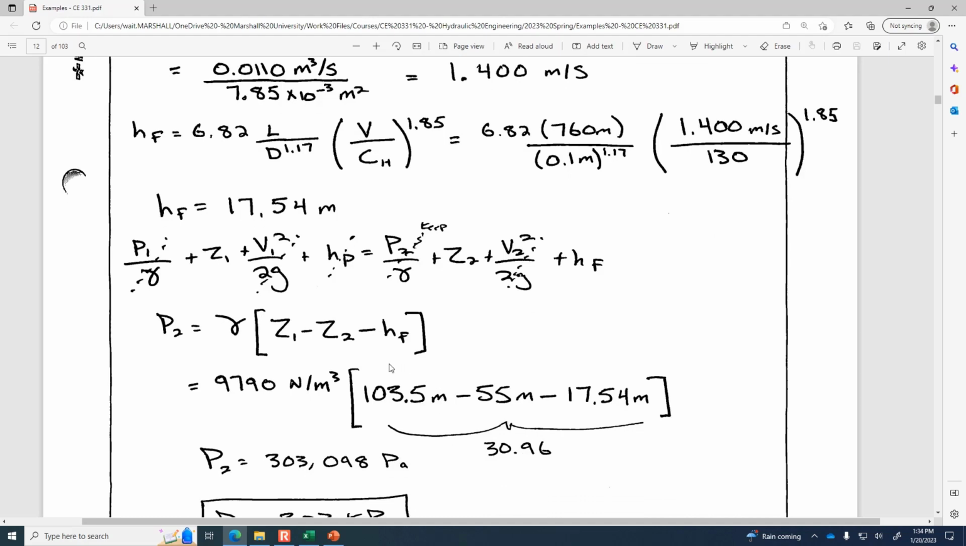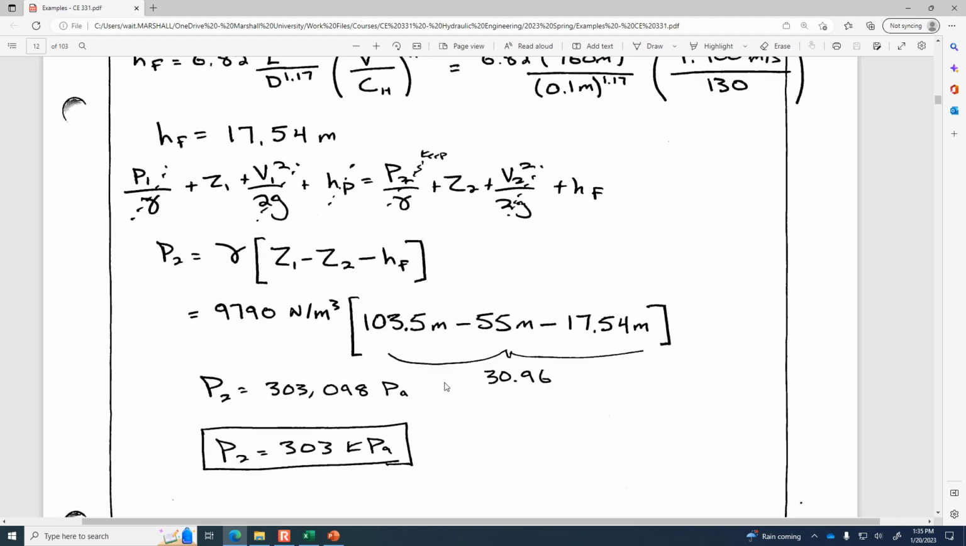And after we had water elevated up to 103.5 meters, it's flowing to a location where the elevation is 55, and they lost 17.5 meters of head as it's flowing through the pipe. So there's 30.96 meters of head remaining just before the water flows out of the spigot. And so therefore, the pressure at that location, which is going to be reflective of how much pressure is in the pipe due to the elevated tank at 1, it's going to have 303 kilopascals.